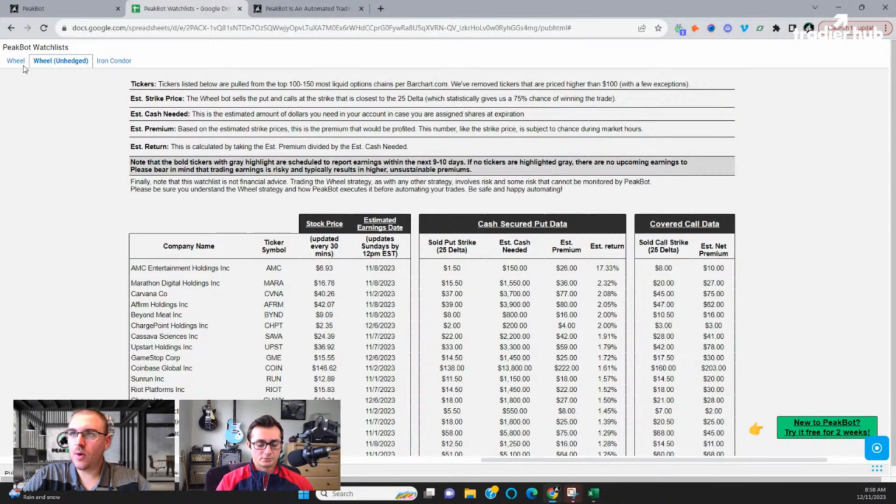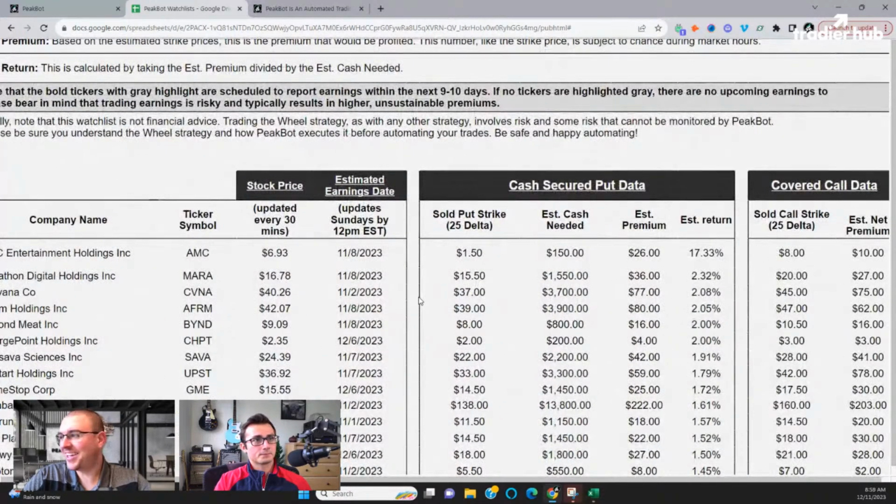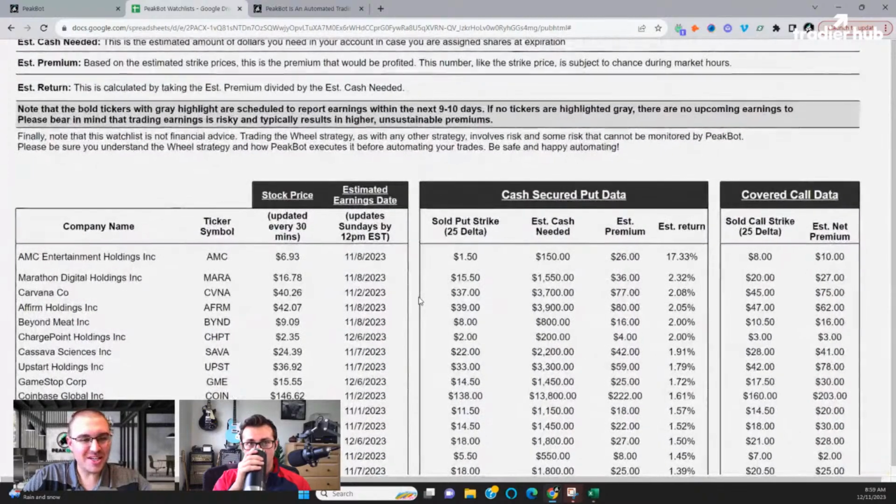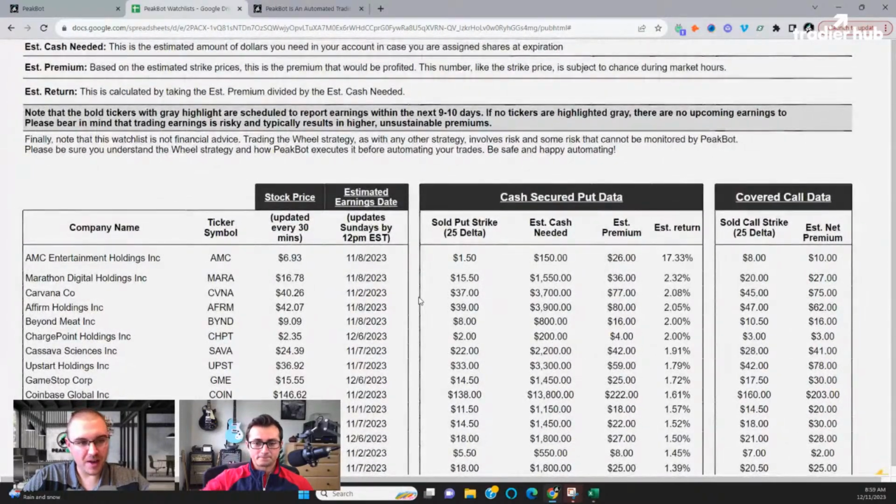So at the top of our watch list, we have the wheel and we have the wheel unhedged. The only upside of trading it unhedged is collecting premium faster. If we look at Marathon here, notice there's only one strike price. We're selling the 25 delta as opposed to the 30 delta. So if we fall below 15.50, regardless of where that stock finishes at the end of the week, we'll take the shares.